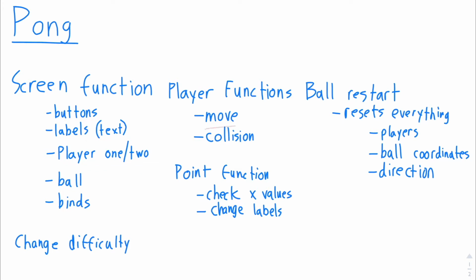In the player function, we need to have the move and collision code. In the point function, we need to check the X values in order to see if there is a point scored, and then we need to change the labels. In the ball restart, we need to reset everything, the players, the ball coordinates, and the direction of the ball.